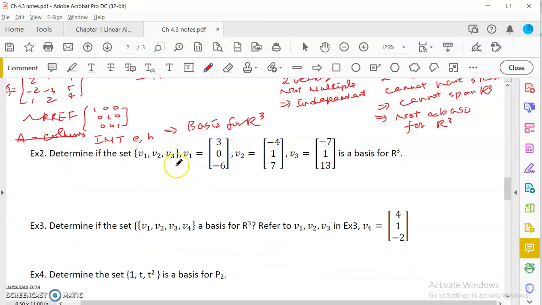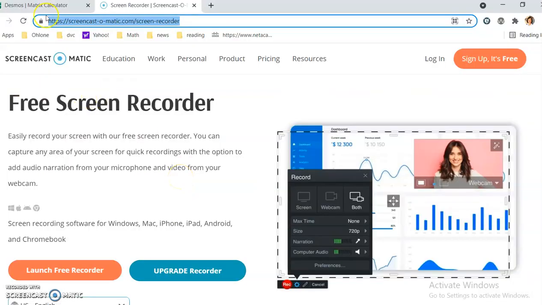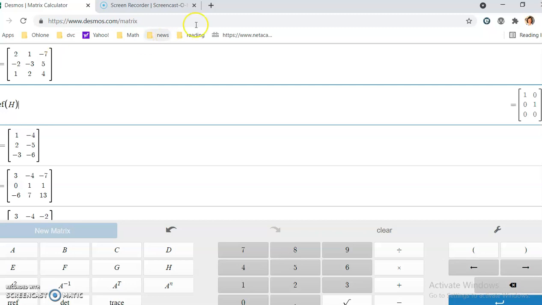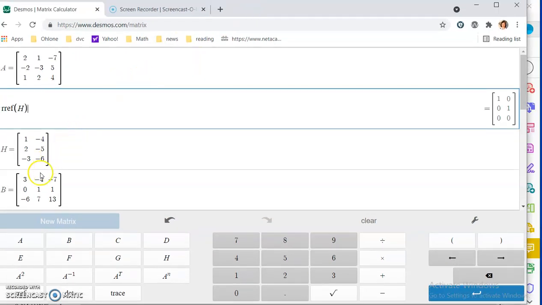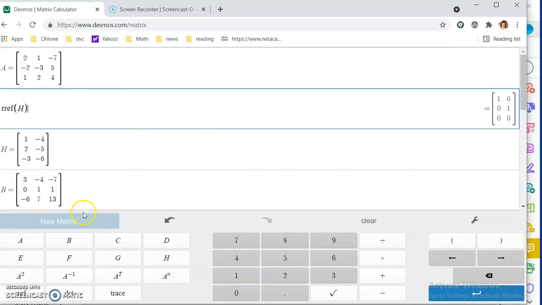But okay, I have another one. I have 3 vectors now. Can these 3 vectors form a basis for R3? Because we have 3 vectors and we are doing R3, I can use the IMT. So make the matrix with columns 3, 0, -6, then -4, 1, 7, then -7, 1, 13, and do the row reduction to see if it is equivalent to the identity matrix.